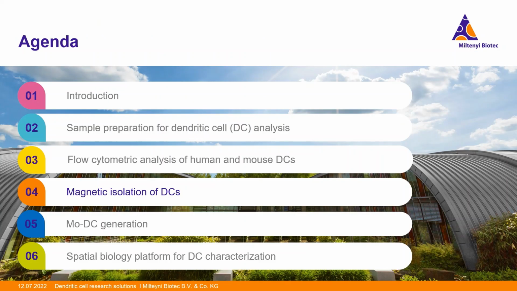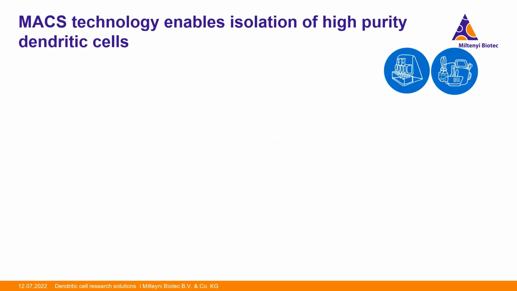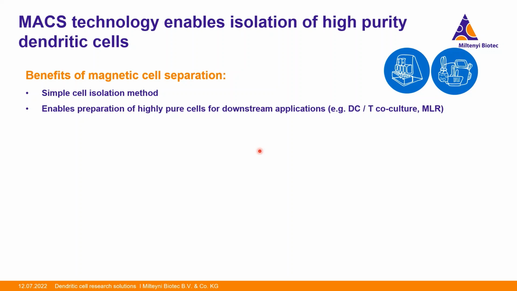In the next slides, I will talk about our magnetic isolation solutions for dendritic cells. In order to perform molecular analysis of cells, or to perform cell culture experiments, researchers need to isolate the cells of interest. And how do they do that? Our solution is magnetic cell separation. It's a simple cell isolation method. It enables the preparation of high quality cells, suitable for downstream applications such as DC and T cell co-culture, what they call MLR, mixed lymphocyte reaction, or some people call it mixed leukocyte reaction.